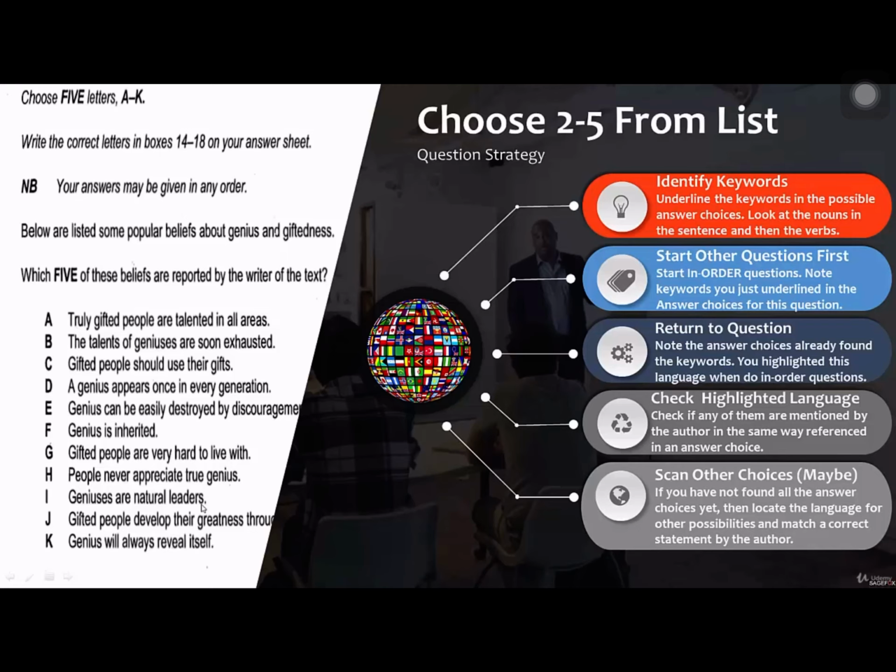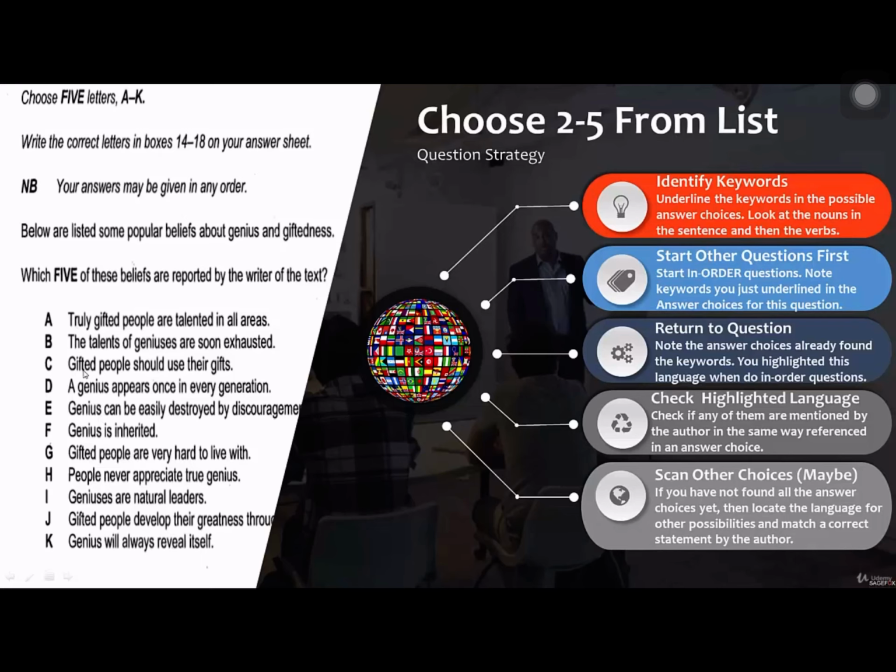So after you do the other questions, then return to the question. If you did find any of the language from A through K, go back and check those sentences where you see that language and see if it's one of the 5 stated beliefs. Clearly, you can't just look for language like genius, right? Because D has the word genius, E has the word genius, F has the word genius, I has the word genius, K has the word genius. So some of these things he says about genius, some things he does not say about genius. You're looking for which of his beliefs about genius or gifted people he does say.